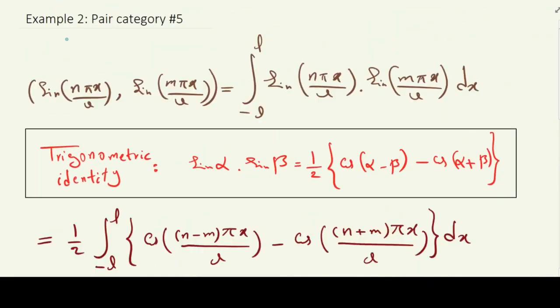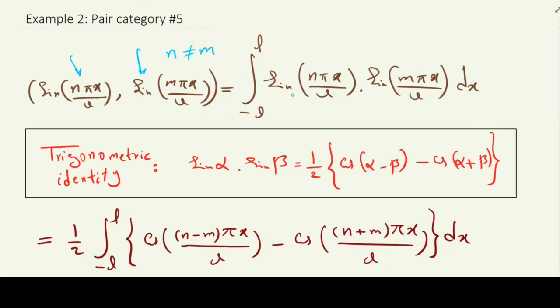And finally, we get to the last category, in which both of the functions are picked from the sine family. Since both come from the same family, they cannot have the same index. n and m are going to be different, because we want to look at two distinct functions from our infinite set. So it's going to be the integral of the product of these two functions, sine n pi x over L and sine m pi x over L.